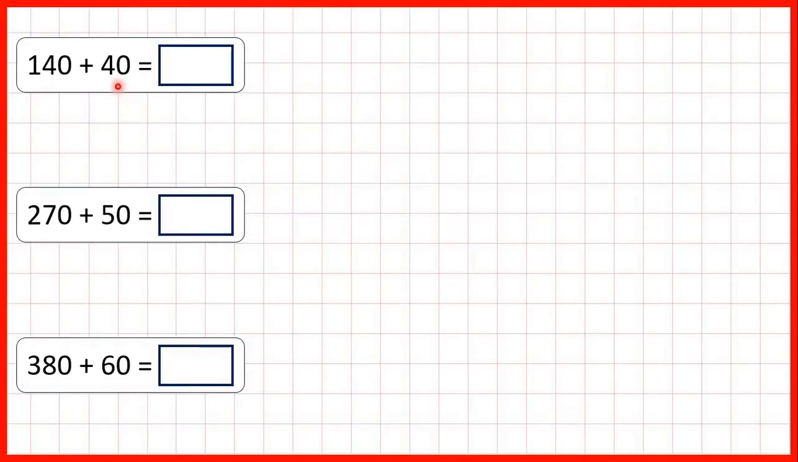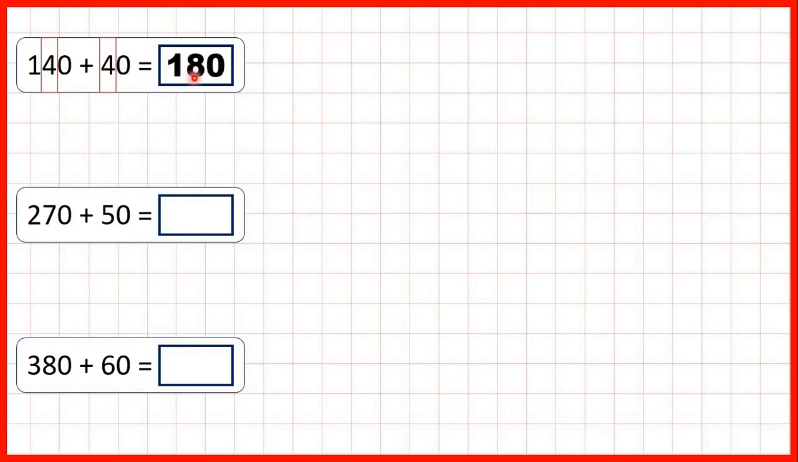Now for these questions, we need to add a 2-digit multiple of 10 to a 3-digit multiple of 10. So remember, a multiple of 10 is a number that ends in a 0. So first, we have 140 plus 40. Now because we're adding tens, if we highlight our tens digits, we have 4 tens and we're adding 4 tens.